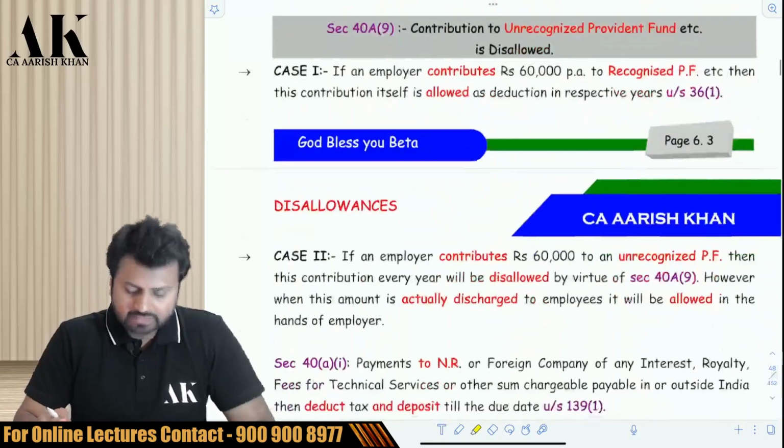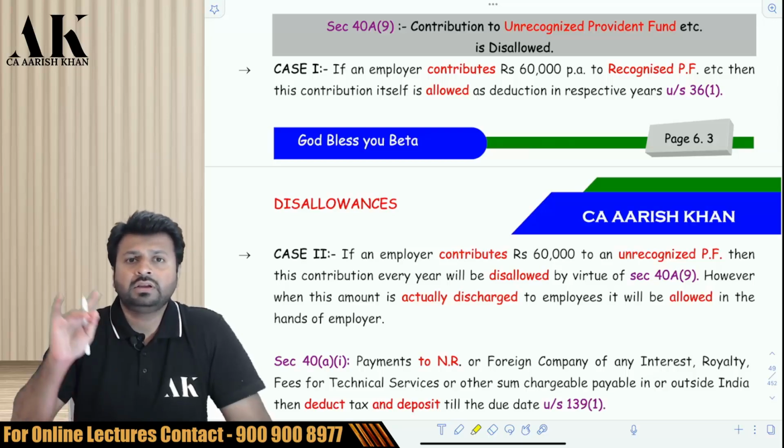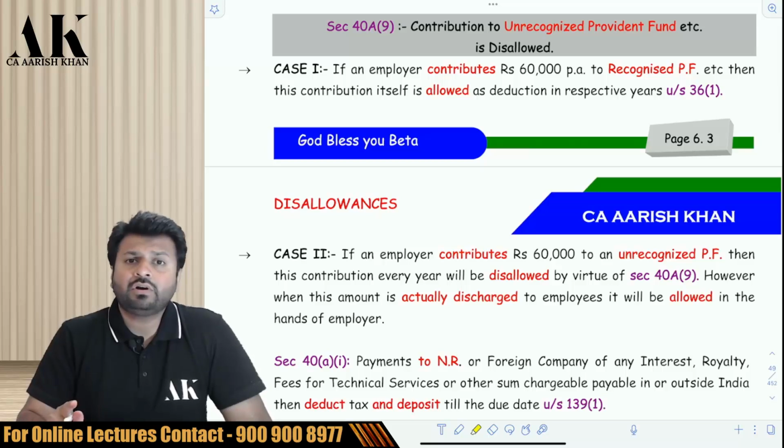Okay. Next one, 40A(9). 40A(9) talks about if you contribute to an unrecognized provident fund, then it shall not be allowed as deduction. If you contribute to a recognized provident fund, then it is allowed as deduction under section 36(1)(iv), which we have seen earlier. But if you contribute to an unrecognized provident fund, then it is not allowed as deduction.